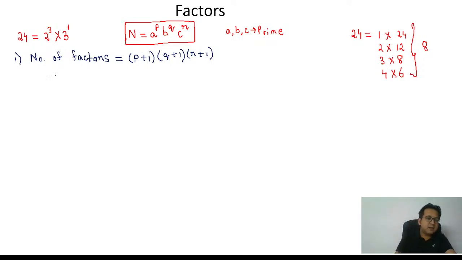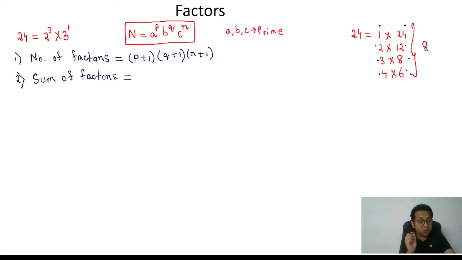The next thing that the examiner can ask you is the sum of factors. Number of factors and sum of factors. As an example, for 24, what is the sum of factors? I have written down all the factors: 1, 24, 2, 12, 3, 8, 4, 6. Small number, you can add up all the factors and get the answer.